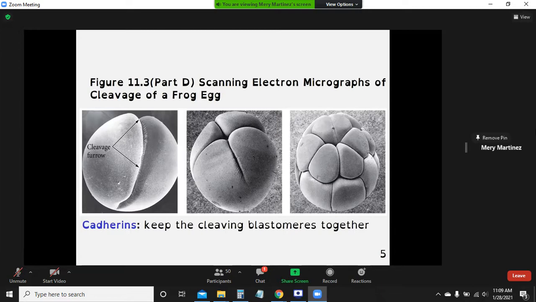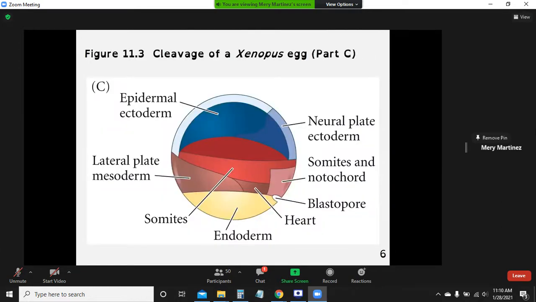Okay. There are numerous cell adhesion molecules that keep the cleavage blastomeres together, because we see them here clumped, right? And one of the most important of these molecules is the EP cadherin. So the mRNA for this protein is supplied in the oocyte cytoplasm. Remember that the egg cytoplasm contains so many things that are required for the growth and division of the embryo.